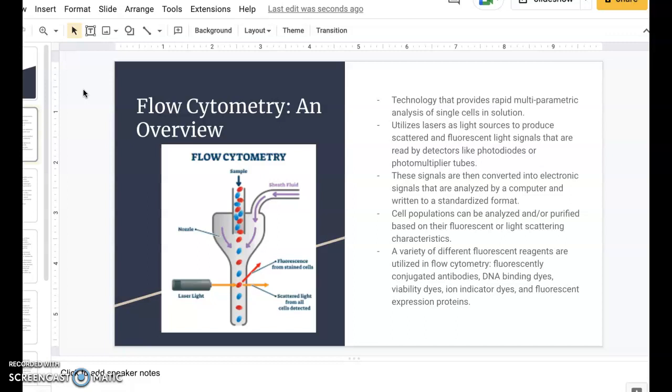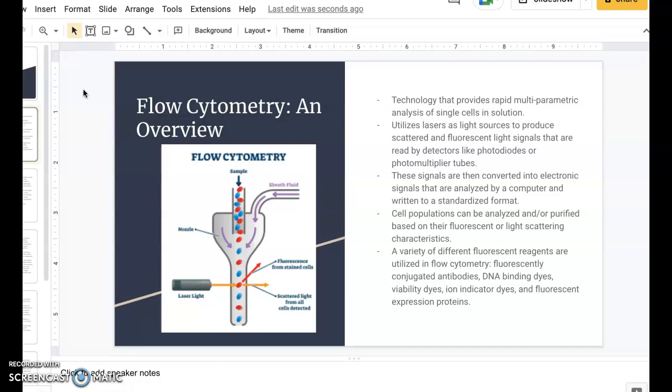It utilizes lasers as light sources to produce scattered and fluorescent light signals that are read by detectors like photodiodes or photomultiplier tubes. These signals are then converted into electronic signals that are analyzed by a computer, written to a standardized format, put into a data recording system, and shown as a scatter plot.